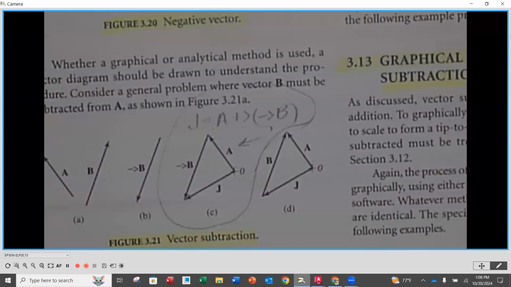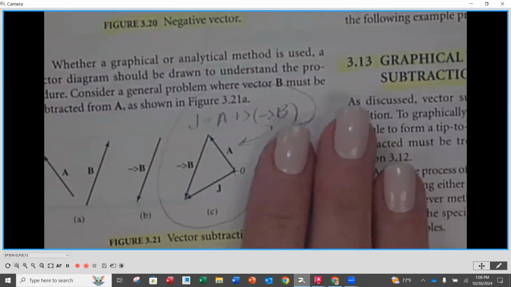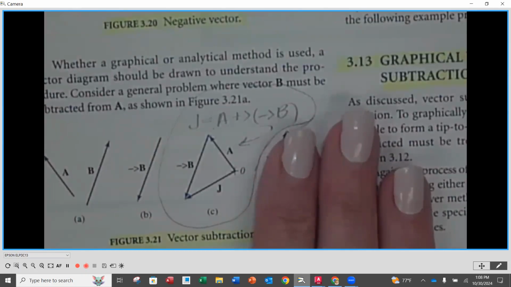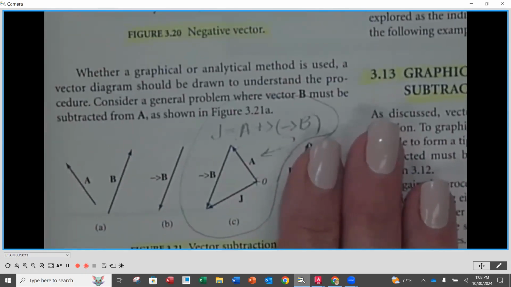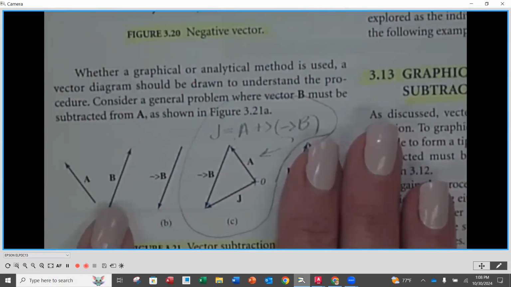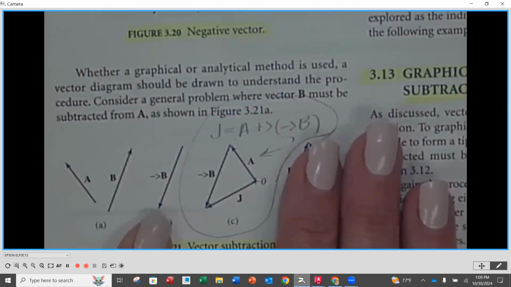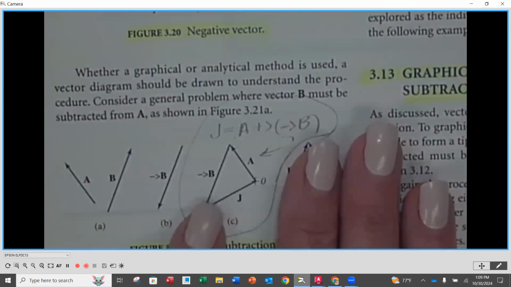So it's kind of like it took everything that we learned before, and it's like the opposite world. And I think it's hard to keep track of that. This way, we're going to add the negative value. All we do is change the direction of B 180 degrees from its positive value. And now we simply add it tip to tail like we normally do. And our resultant is still going to have the tip going to the last vector.